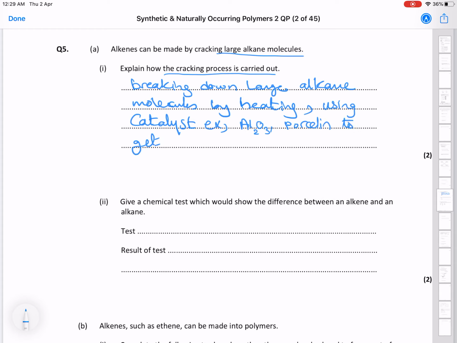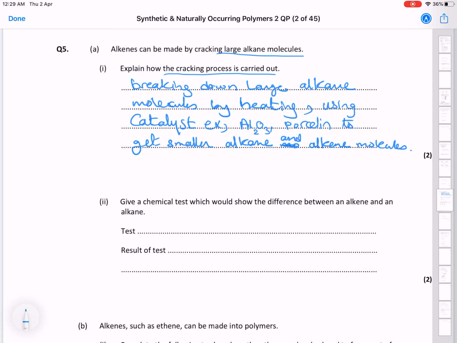to get smaller alkane and alkene molecules. Okay.